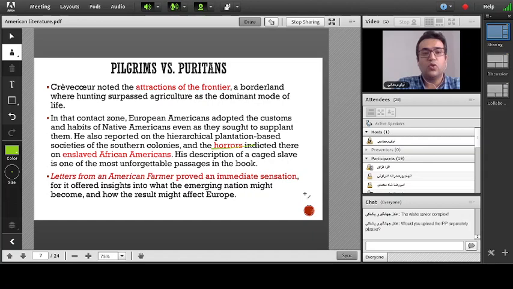So Crevecoeur also talks about the horrors, not just the beauties of this land, but also the horrors of this book, especially those slaves, African American slaves who were put through so much. And because this book gave people a very vivid image of what life was like in the United States, America, in that age, it became a sensational hit. This is probably one of the earliest bestsellers, if we can call it. Letters from an American Farmer, because it posed an important question: what is an American?